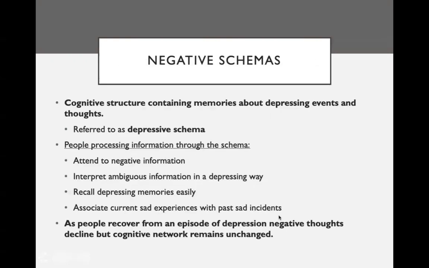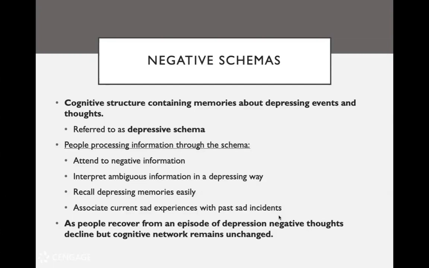So what are negative schemas? They're cognitive structures containing memories about depressing events and thoughts. They're depressing schemas, basically. The whole framework through which you see the world is depressive. People processing information through the schema attend to negative information. Again, you will only see the negative. They interpret ambiguous information in a depressing way. They recall depressing memories easily, and associate current sad experiences with past sad incidents. So everything is going through this filter. Everything is skewed in the negative direction.